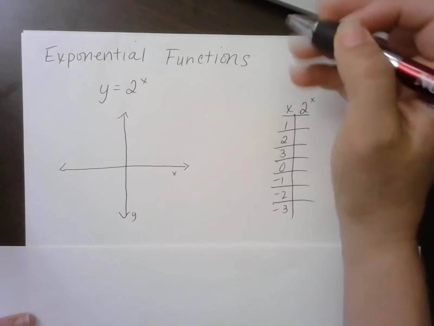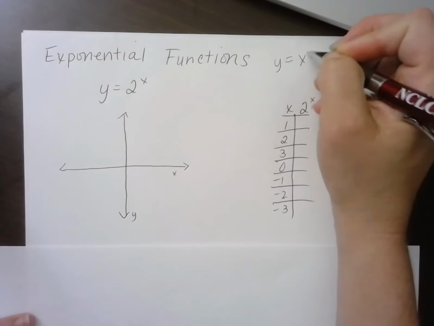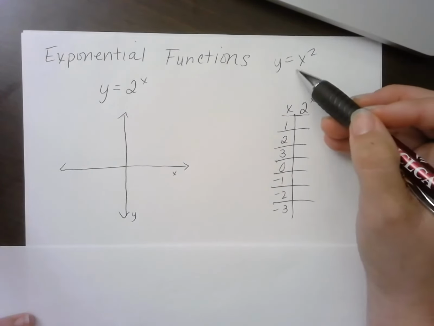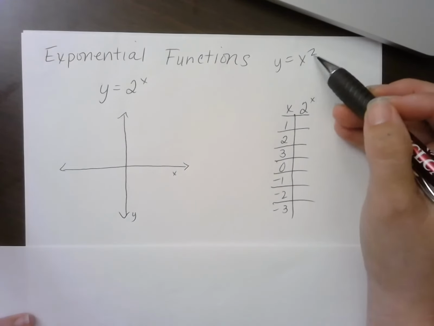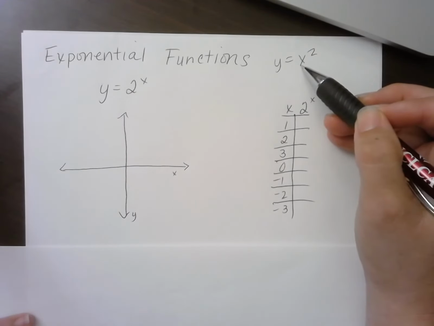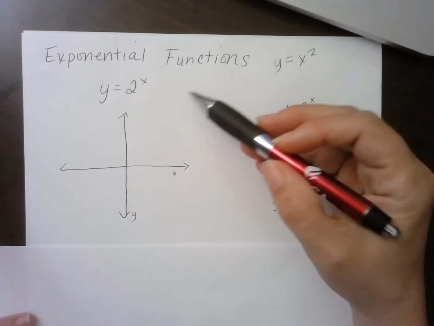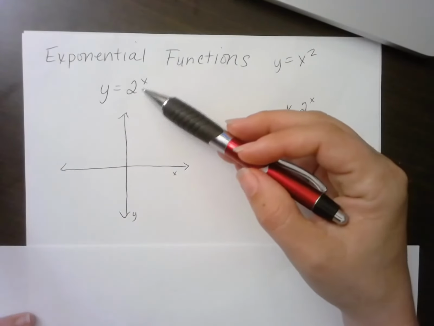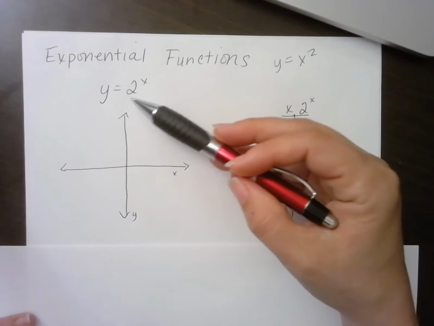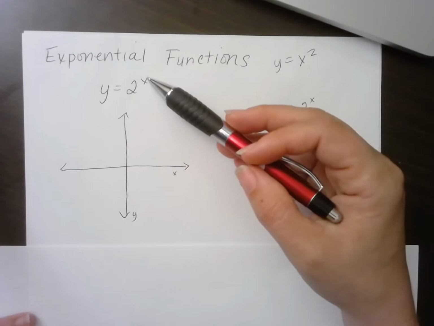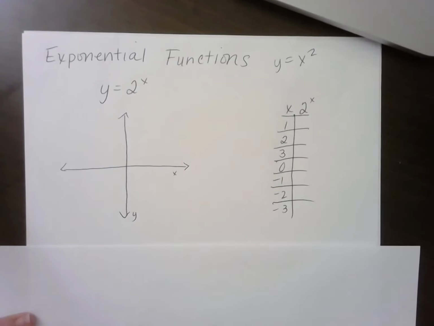Like the other ones that we've looked at, we've done a lot with y equals x squared, where I have an x and an exponent, but they're switched, right? So x is the base, and 2, a number, is the exponent. So we have the opposite situation here, where I have a number as my base and x as my exponent. So this is what makes it exponential.